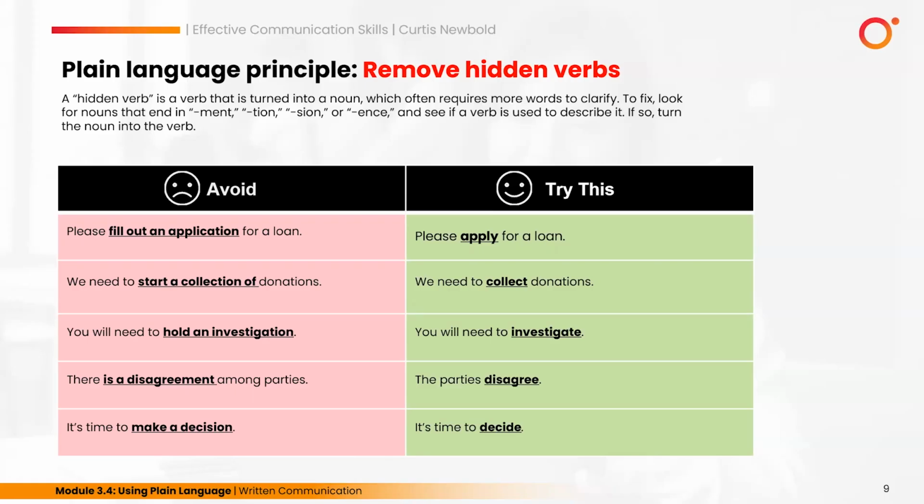On the third one, you will need to hold an investigation. You can just say you will need to investigate. On the fourth one, there is a disagreement among parties. Parties disagree. It is time to make a decision. It's time to decide. So you can see those terms. If you start seeing words that end in tion, ment, sion, you can't necessarily get rid of them all. But if it feels like your language is verbose or wordy or just kind of complicated, look and see if you have a lot of these hidden verbs showing up and see if you can change them into more direct verbs, get rid of those noun phrases.